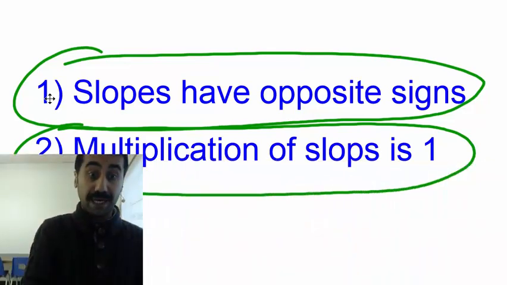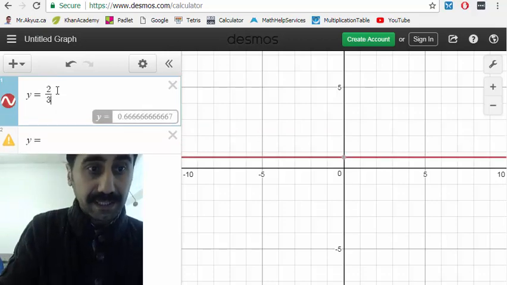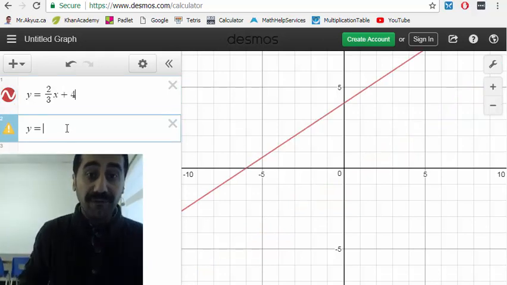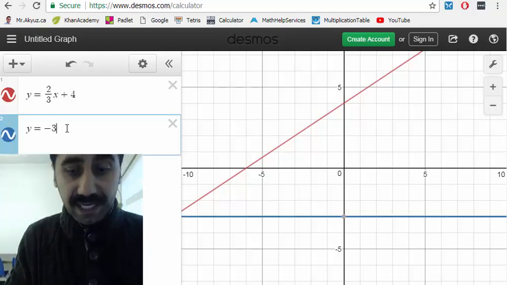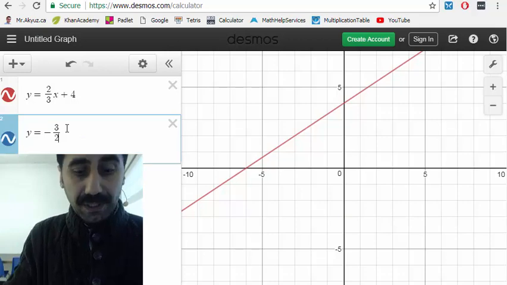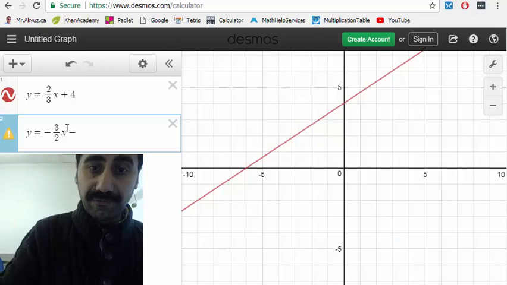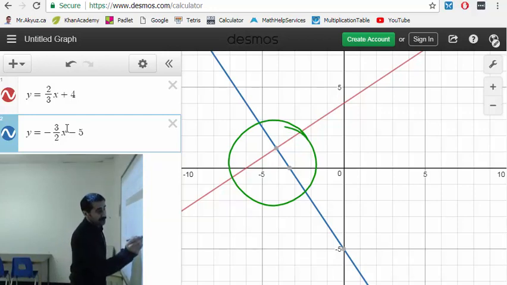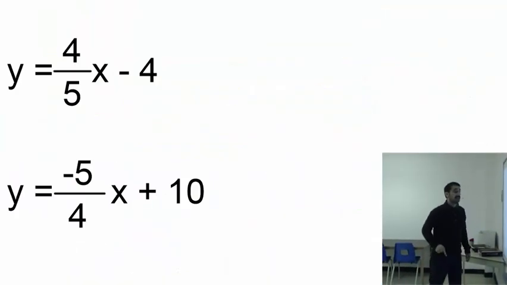So let me prove to you that this method actually works. I'm going to say 2 over 3x plus 4. So this is a line. If I want to make a perpendicular line to that, I'm going to have the opposite sign, negative 3 divided by 2x, and the rest is not important. I'm going to say minus 5. Now, here, where they intersect, you know this is 90 degrees, that means these angles are also 90 degrees.